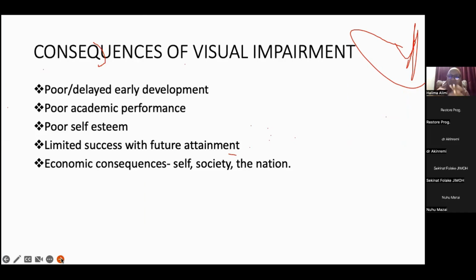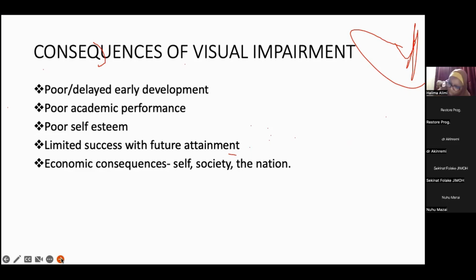What are the consequences of visual impairments? If you can't see well, the first thing that will happen, especially if it happens early in life, like in infancy, is poor early development or delay. Some of these children are reported not to sit on time, crawl in time, or walk in time. For indeed, how can you take that step when you can't see where you're supposed to be stepping? And so if a child has poor vision, it will affect their development. Again, when they get to school age, you will find poor academic performance.